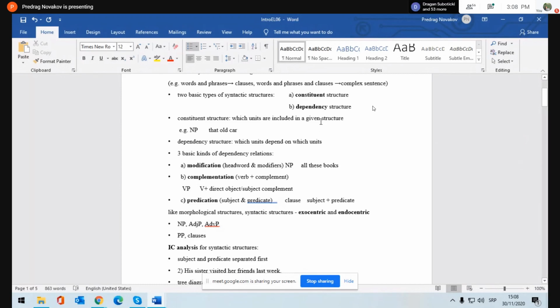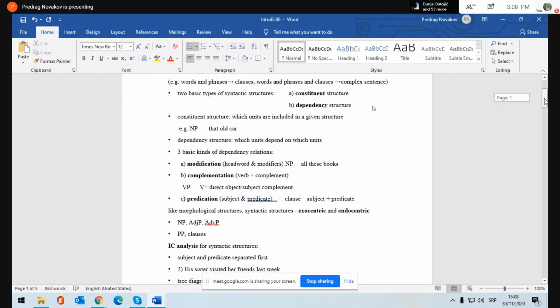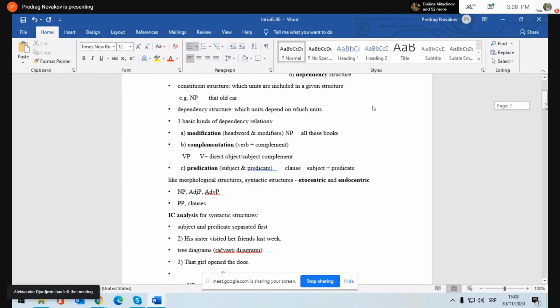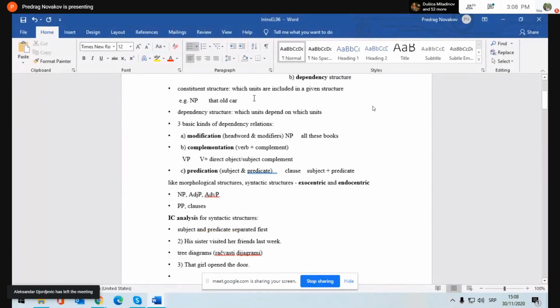But if you want to discuss the dependency structure, obviously dependency structure shows which units depend on which units. So, for example, we can go back to the same example, "that old car." If you want to use the dependency structure analysis, you will have to say, okay, car is the head word, and the determiner and adjective depend on this head word. This would be simply dependency structure, okay?